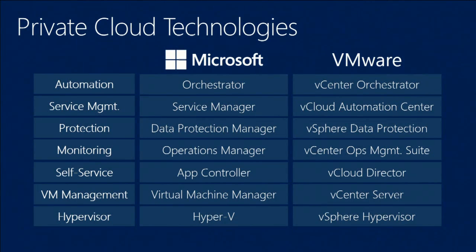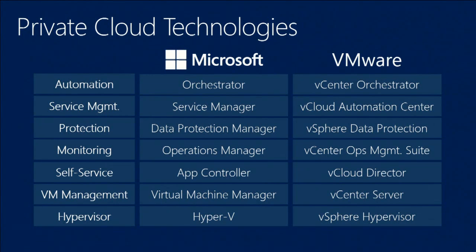But that's how things would align if you put them on paper, apples to apples, as close as possible. Again, there are subtle differences between each of them. So vCloud Director and App Controller, there are subtle differences in the way they work and the visibility they give to users, VMM and vCenter, and so on. But either way, that's how it would look apples to apples.